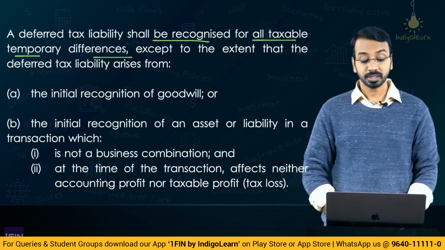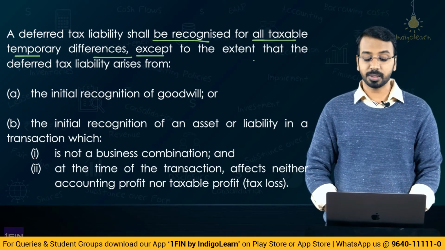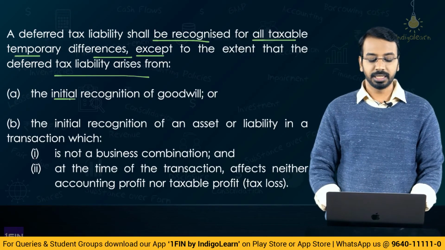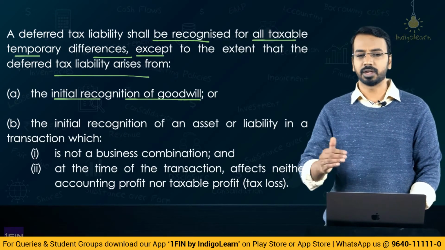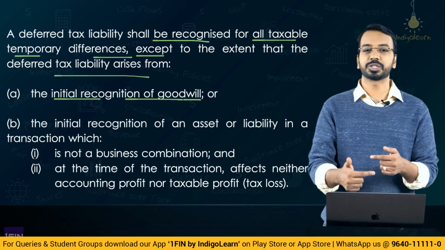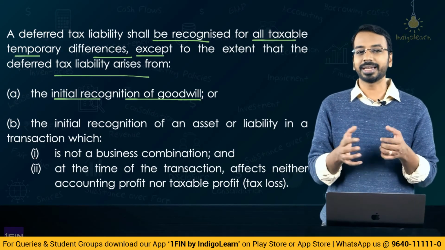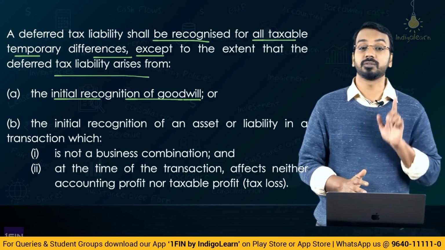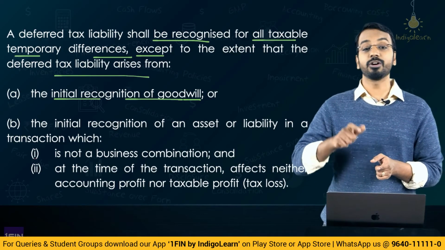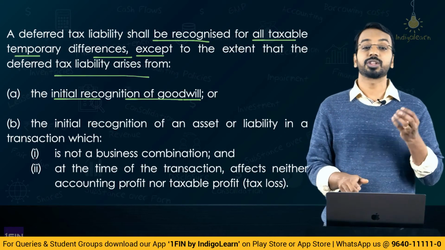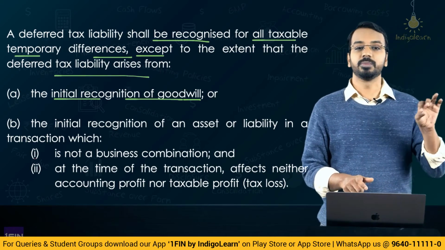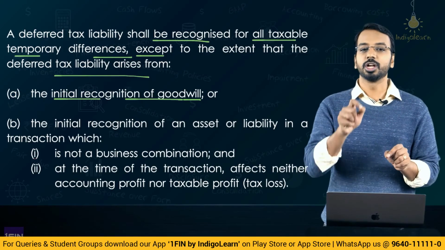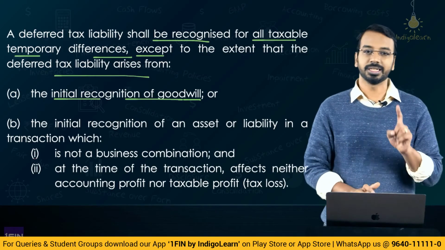Now, there are two exceptions. It says, except to the extent that the deferred tax liability arises from initial recognition of goodwill. Whenever you initially recognize goodwill, generally in the case of a business combination, you will not be recognizing any deferred tax liability as far as initial recognition of goodwill is concerned. So, you may have a goodwill recognized in your books. Maybe for taxation purposes, the value of that goodwill will be zero. In that case, this difference will not be used to recognize a deferred tax liability. That is the first thing.